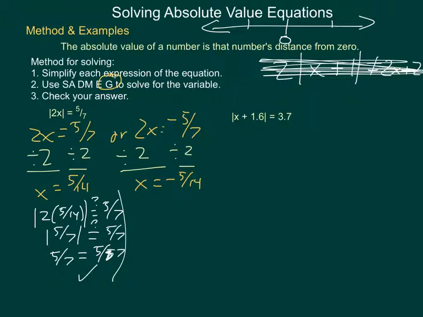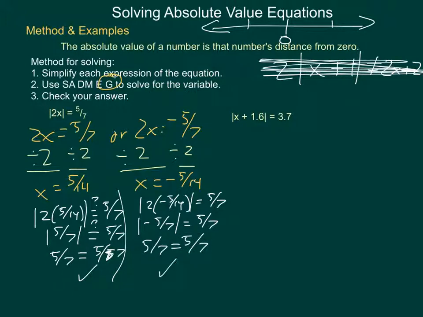Checking our other one real quick. The absolute value of 2 times a negative 5/14 is supposed to equal 5/7. I'm substituting back into the original equation. Multiplying, the absolute value of a negative 5/7 is supposed to equal 5/7. Absolute value is distance from 0. Negative 5/7 is 5/7 units left of 0, so its distance is 5/7. And that does equal 5/7, so both of these answers work.